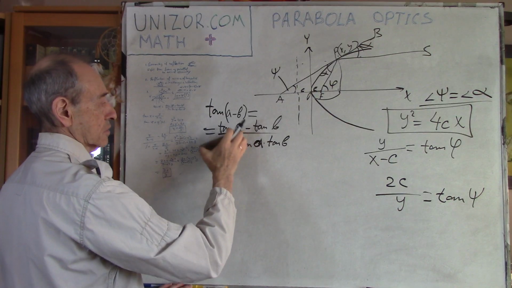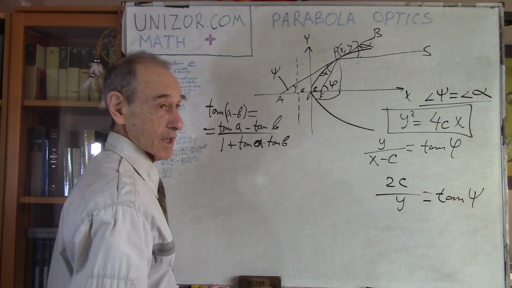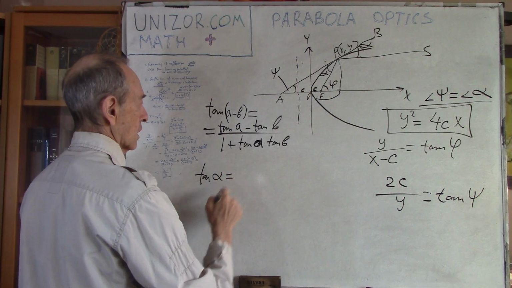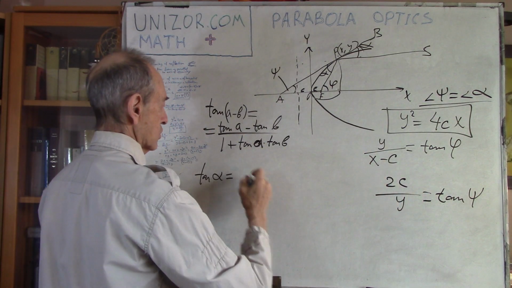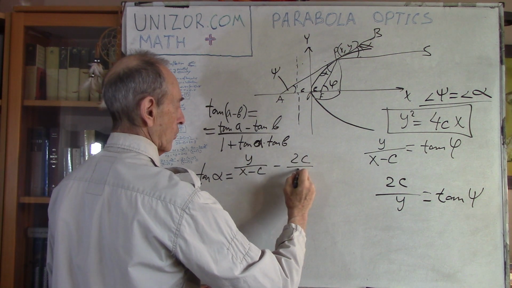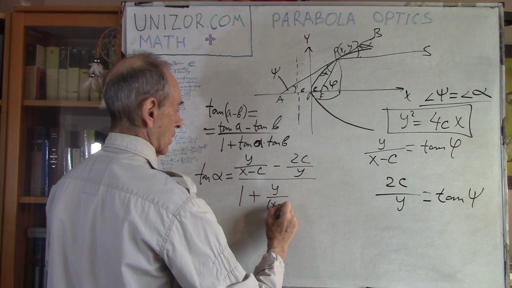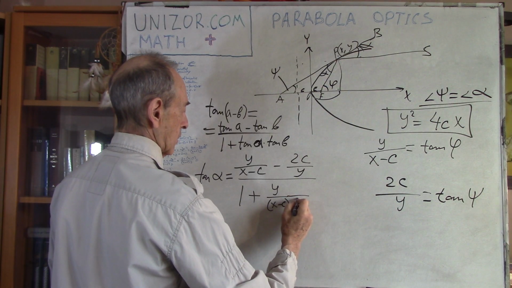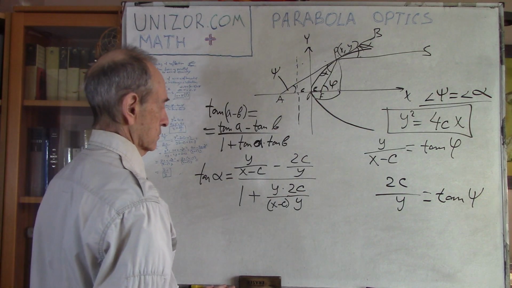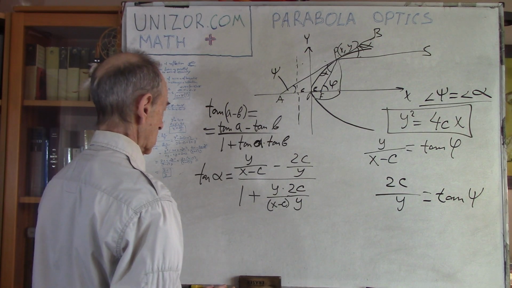Now we will use this trigonometric identity to find tangent alpha. So it's the difference between these tangents, which is y over x minus c minus 2c over y, divided by 1 plus their product, y over x minus c times 2c over y, right?